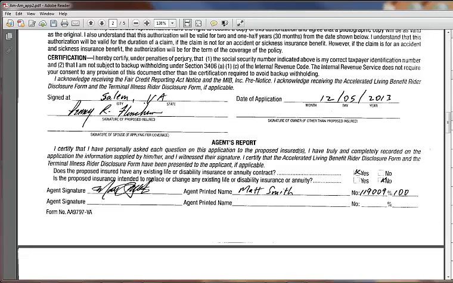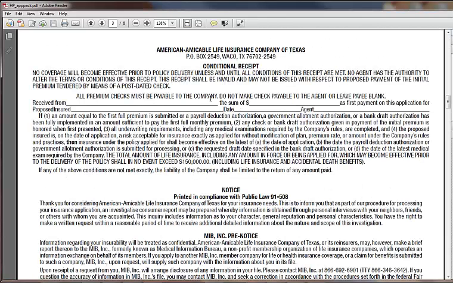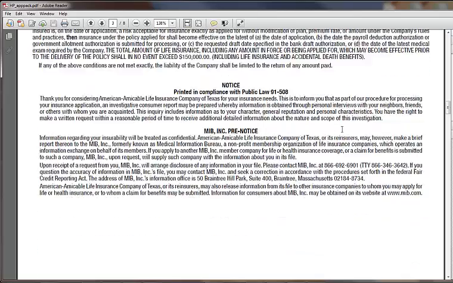And the last thing is the conditional receipt. The first thing, received from, this is who is paying for it. This is how much, let's say it's $55 a month, who paid that to you? And so you're going to put the payor's name here. Most of the time it's the same as the insured. The next question is proposed insured. So if it's the husband paying for his wife, then you'd put the husband here and the wife's name here. Most of the time the payor and the insured are going to be the same people. And then the date, and then your name here.